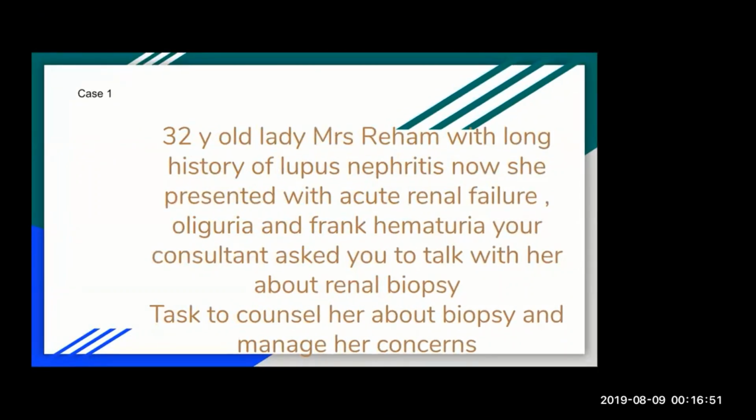Mrs. Rehan, a 32-year-old lady with a long history of lupus nephritis. Now she presented with acute kidney failure, oliguria, and frank hematuria. Your consultant asked you to talk with her about kidney biopsy. Your task is to counsel her about the biopsy and manage her concerns. I'll give you 2 minutes to arrange your suit, then we'll start.